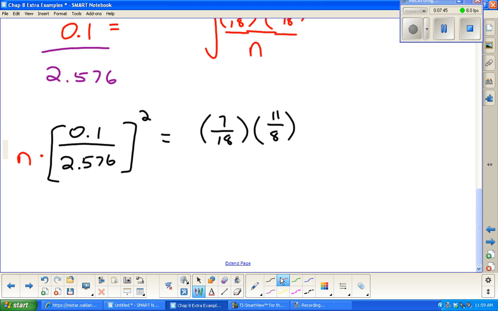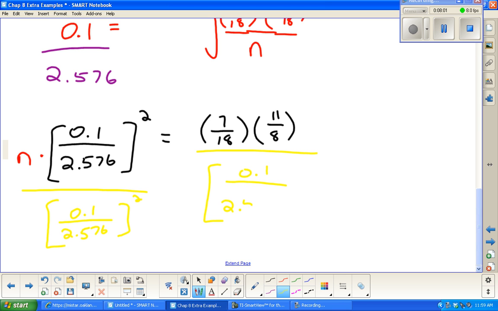Finally, to finish this side, I would just divide both sides by 0.1 over 2.576 squared. Let's divide that side by 0.1 over 2.576 squared. And that is going to get us n, because that cancels that. So we've got ourselves a nice little calculator problem.